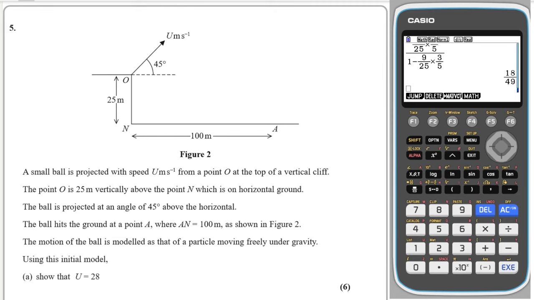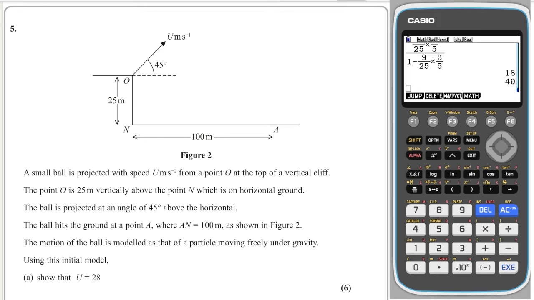Question number 5. Okay, question number 5 is a projectiles question, and the first thing I would do is put on my components of the initial velocity. So we've got u cos 45 horizontally, and then we've got this one coming upwards in the vertical, that will be u sine 45.